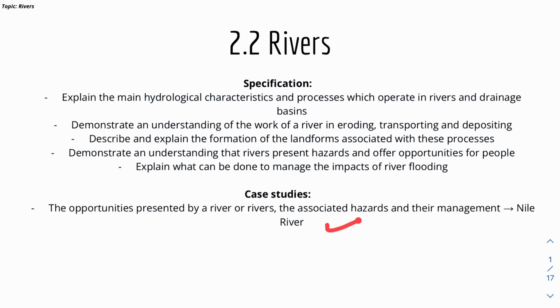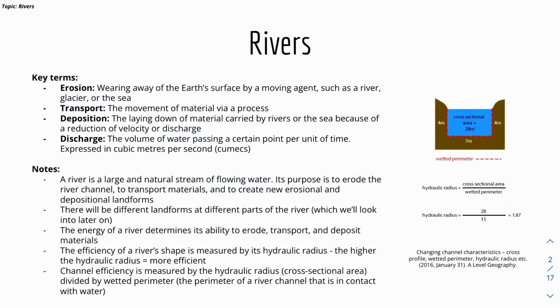And here we have one case study in this video, which is a river or rivers, their associated hazards and their management, which we'll look into the Nile River later. So starting with some notes and some key terms for rivers. The key terms here are erosion, transport, deposition and discharge.